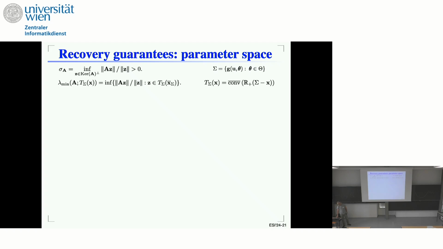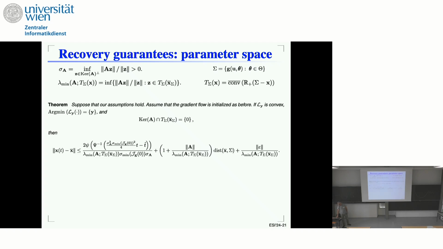Okay, in the parameter space, you have to impose an extra condition, this one. This one is much, much weaker than imposing that your operator A has to be injective. You have to be injective only on the tangent cone of your parameter space taken at your origin vector x bar. Here, if x bar belongs to sigma, x bar will coincide with x bar sigma, but otherwise, you have to take the projection of x bar on sigma.